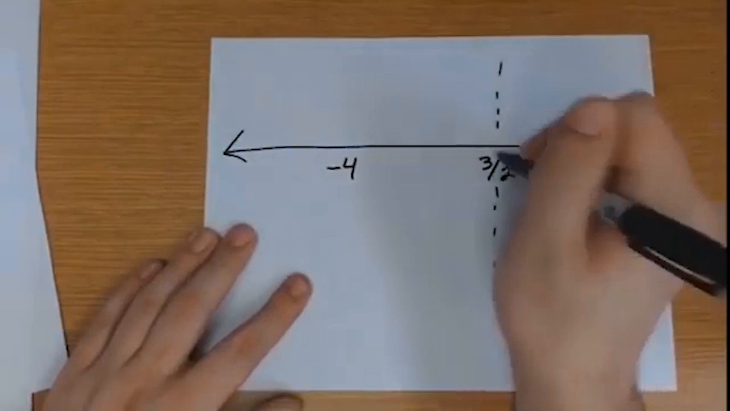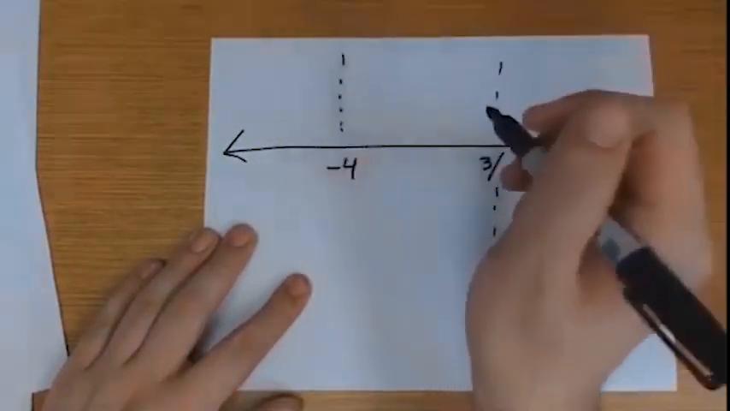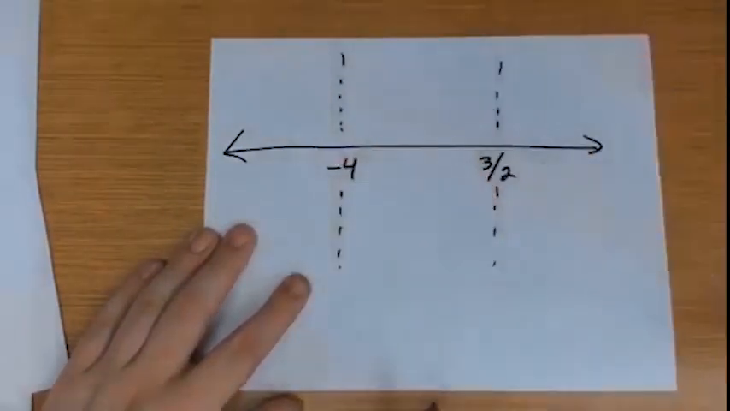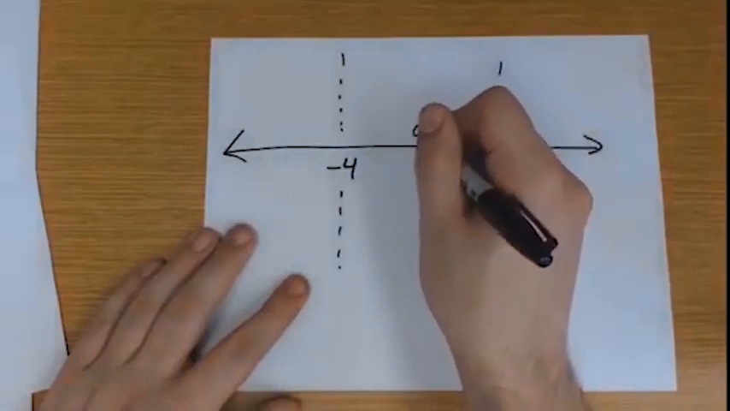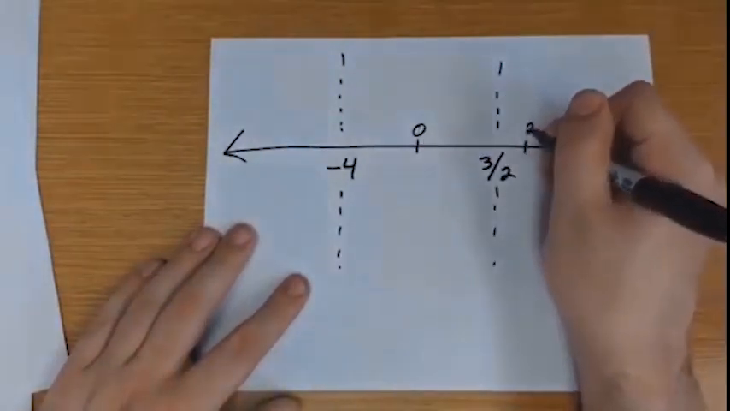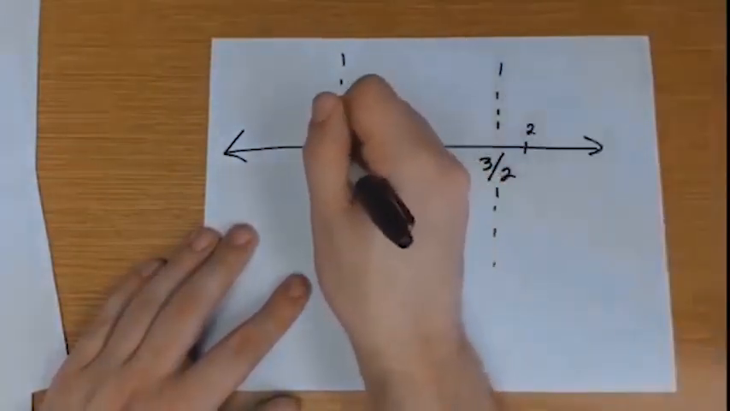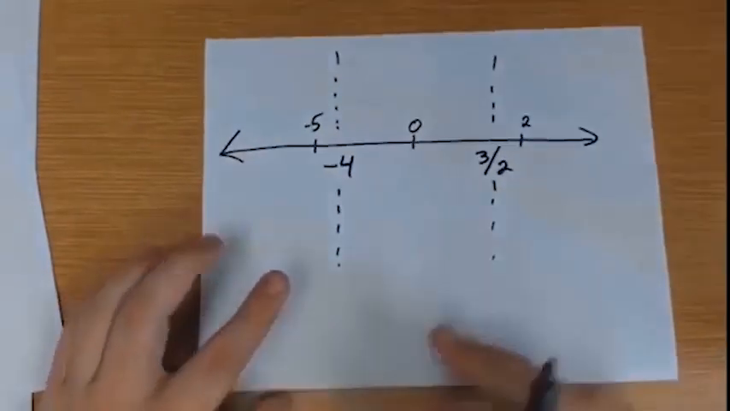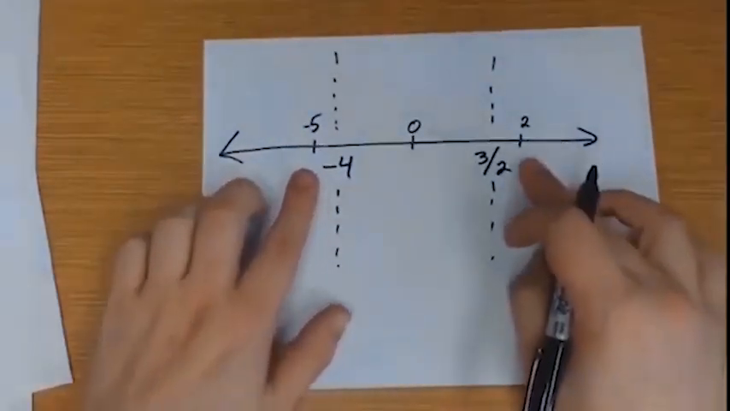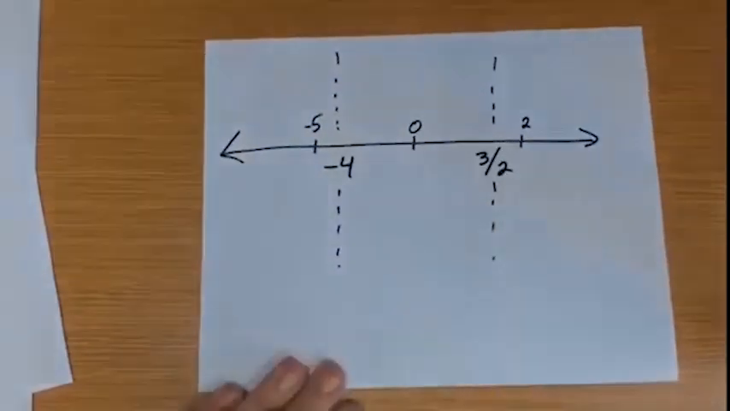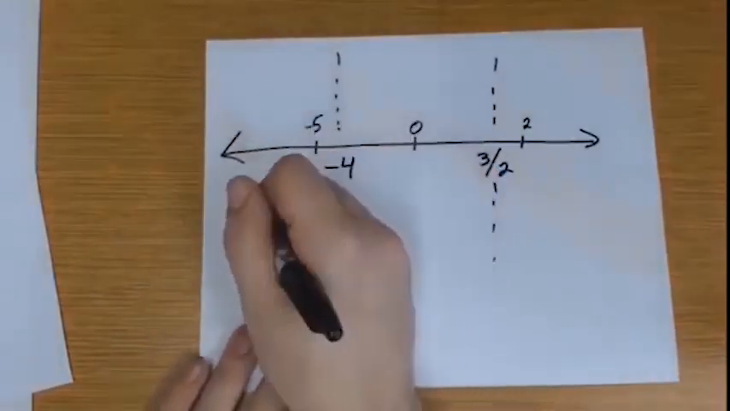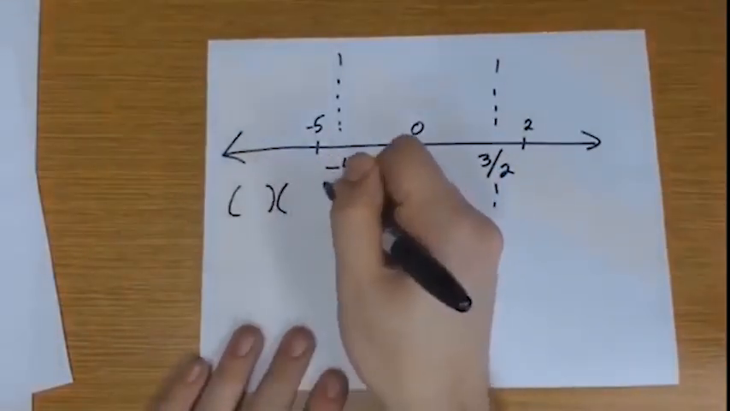Which splits us into 3 regions. Test points: I'll pick 0, I'll pick 2, I'll pick negative 5. Out here I stayed as close as I could. In there, 0 was an option, so I picked it. Parentheses to represent our factored form.